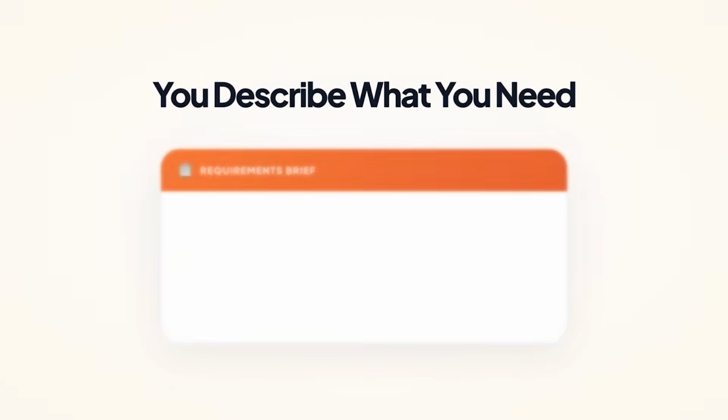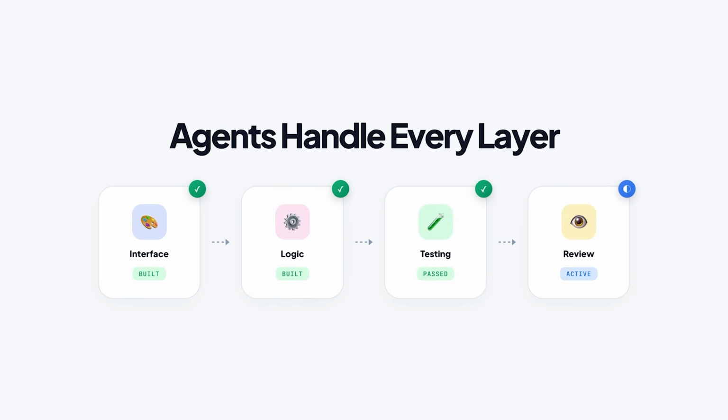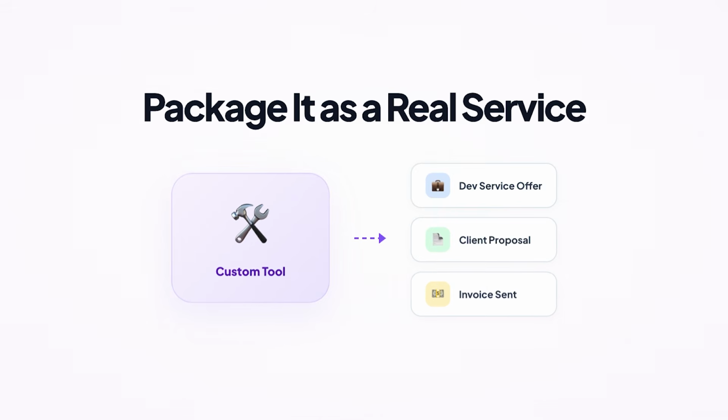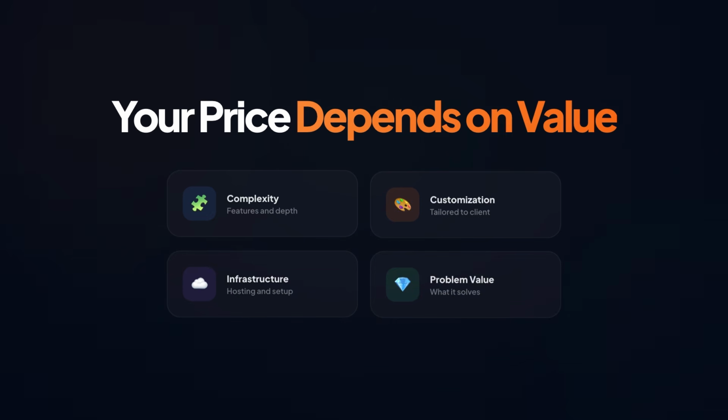Imagine a local gym wants an internal check-in tool. You describe the member name, membership number, check-in button, and recent check-ins. Your agents work through the interface, logic, testing, and review. You still need to test the finished application, but AI gets you to a working prototype much faster. You could package a custom tool like this as a development service. Maybe a simple project is $500. Maybe a more involved build is $800. Your actual pricing depends on complexity, customization, infrastructure, and the value of the problem you solve.